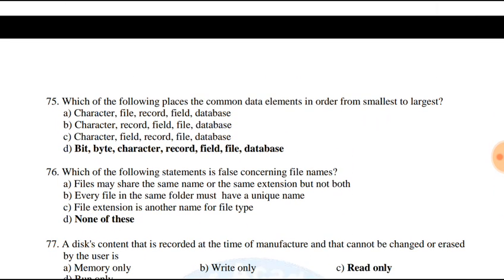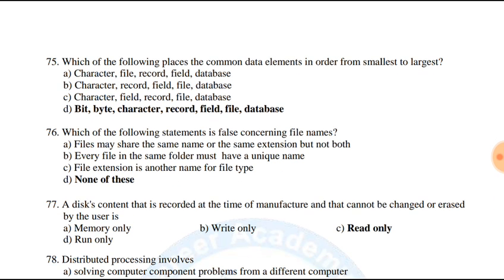Which of the following places the common data elements in order from smallest to largest? Bit, byte, character, field, record, file, database. Which of the following statements is false concerning file names? None of the options is false, so all the three statements are true.